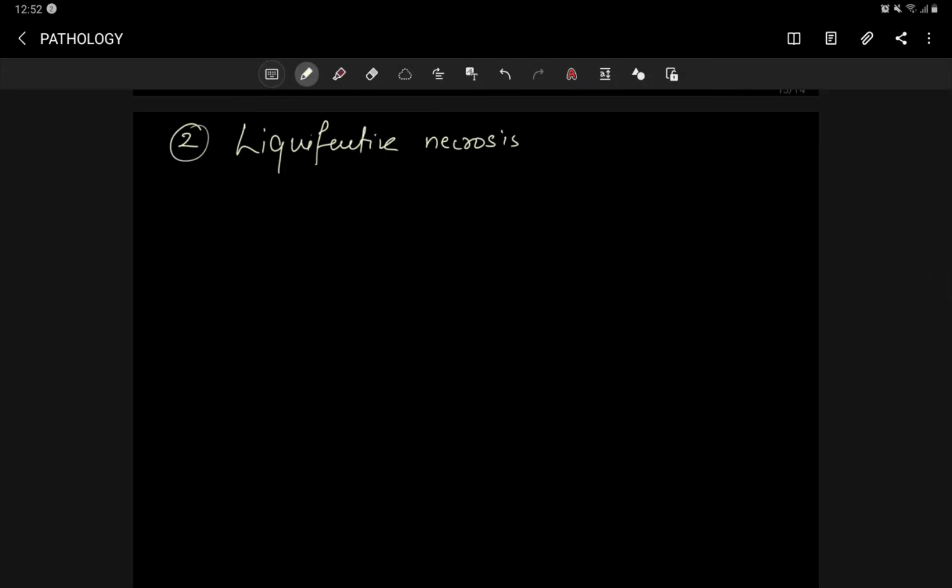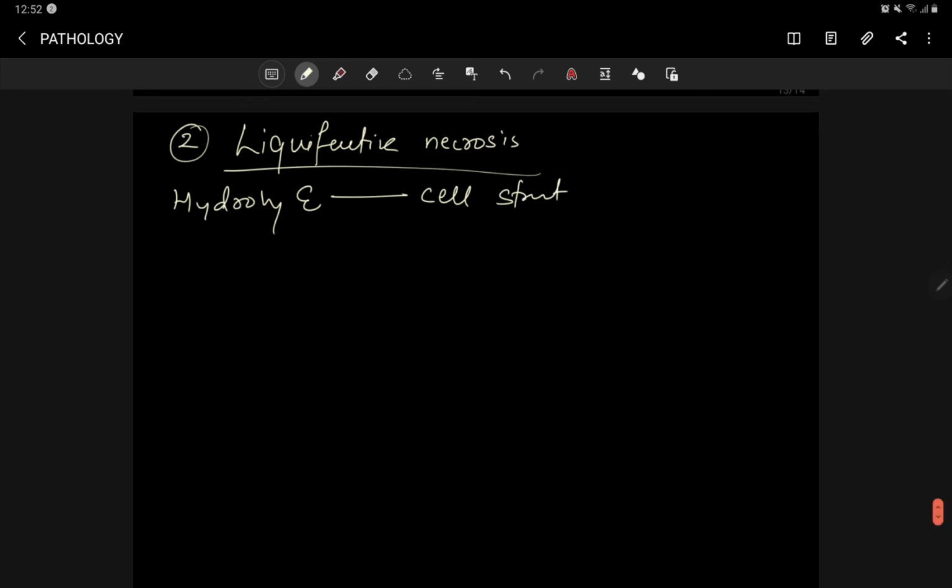One is liquefactive necrosis. In this, the hydrolytic enzyme is not inactivated or degenerated, like was the case in coagulative necrosis. So here the hydrolytic enzyme worked properly and damaged the cell architecture, the cell structure, and it is removed in the form of pus. Okay, in the form of pus.